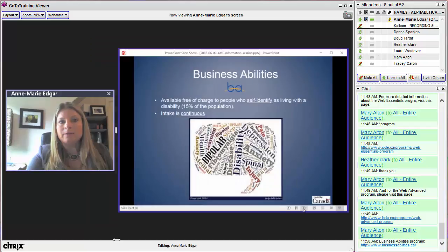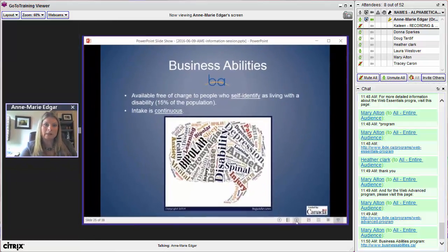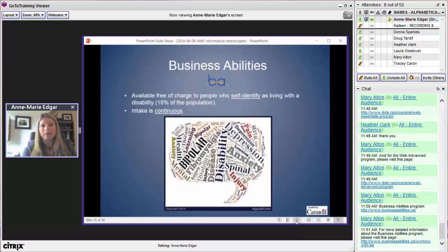The program is different from the Web Essentials Web Advanced program because this program is strictly for people who self-identify as living with a disability, and that's actually about 15% of the population in Canada. What's different about the program as well is that the intake happens on a continuous basis rather than just once or twice a year. And the program is funded through the Government of Canada's Opportunities Fund for Persons with Disabilities, which is a really great funding envelope. And at least what I see, it allows us to deliver a really flexible program within that mandate. I think the government's done a really good job of setting the basis for the programs that fall under that funding umbrella.